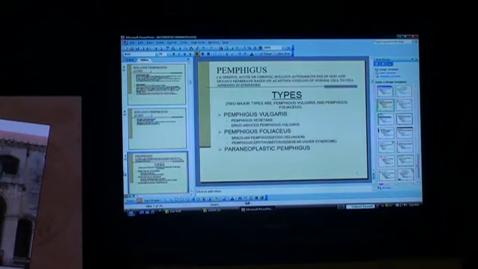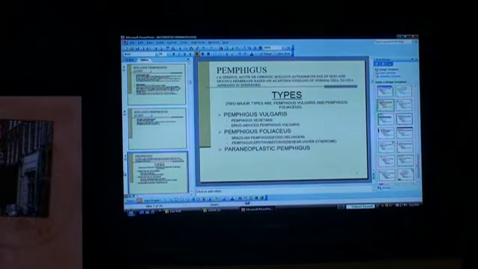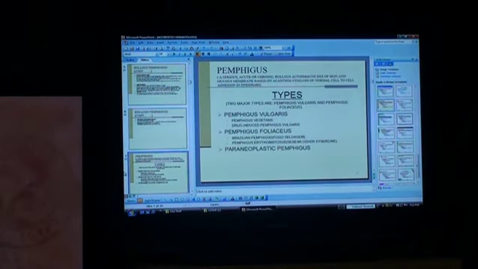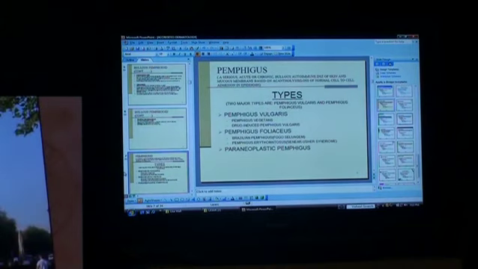Pemphigus is a serious acute or chronic bullous autoimmune disease of the skin and mucous membranes based on acantholysis, which is basically loss of normal cell-to-cell adhesion in the epidermis. There are two major kinds of pemphigus.